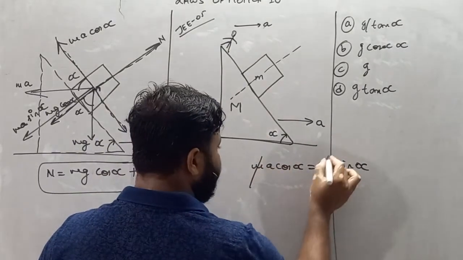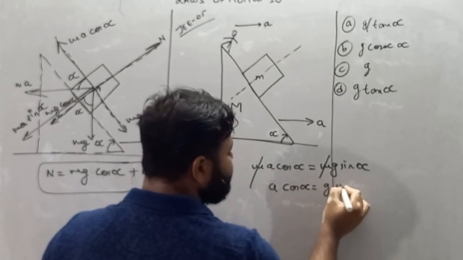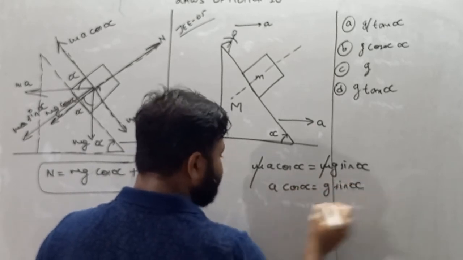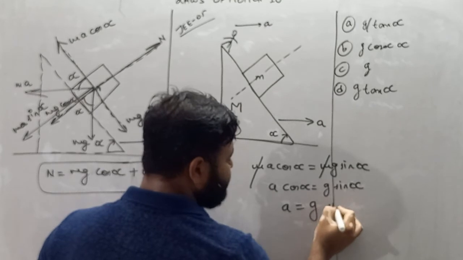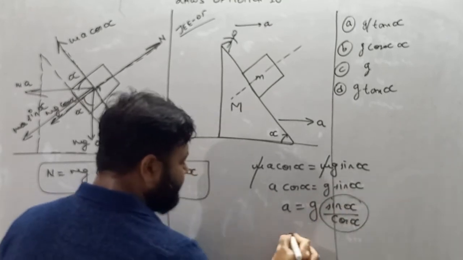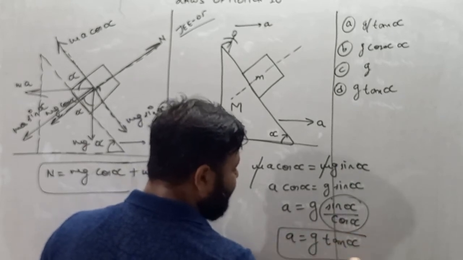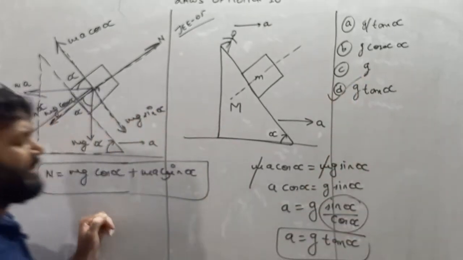So from here m and m get cancelled. a cos alpha equals g sin alpha. Let cos come to this side. So a equals g sin alpha by cos alpha. Sin by cos, we know, is equal to tan. So a equals g tan alpha. This is your answer, my dear students.